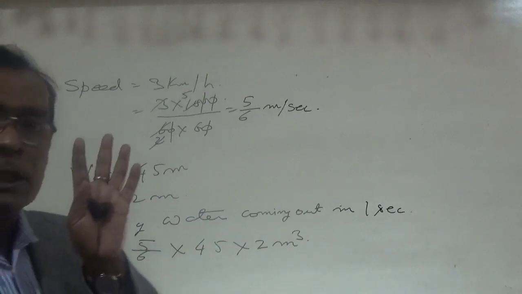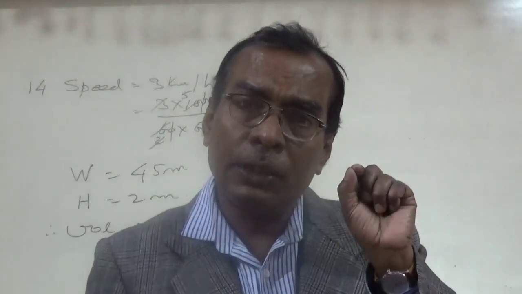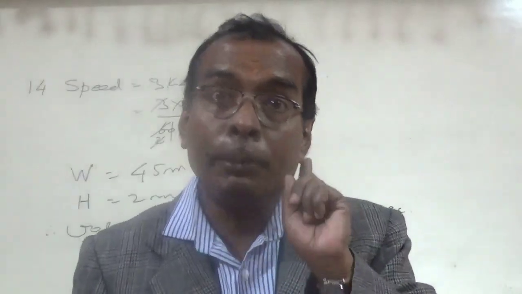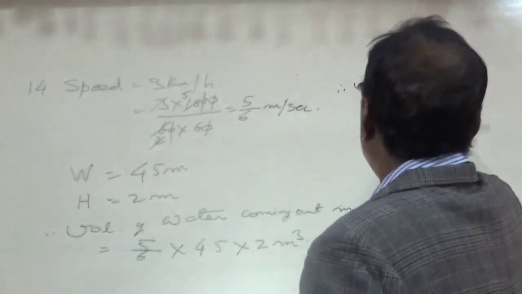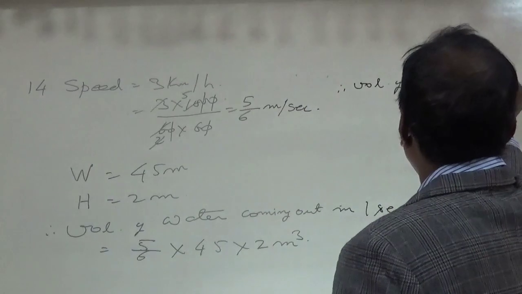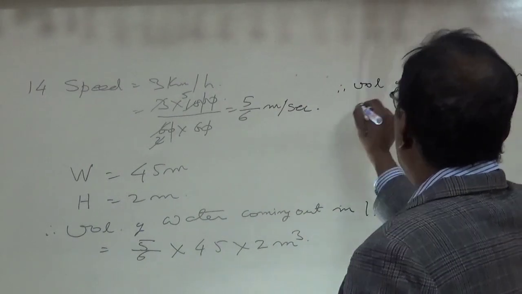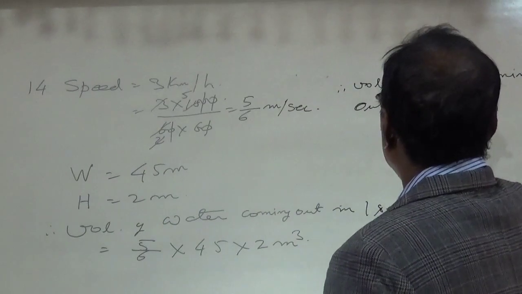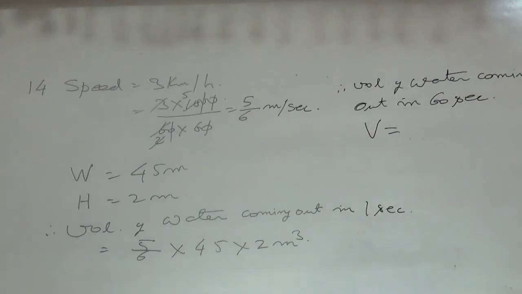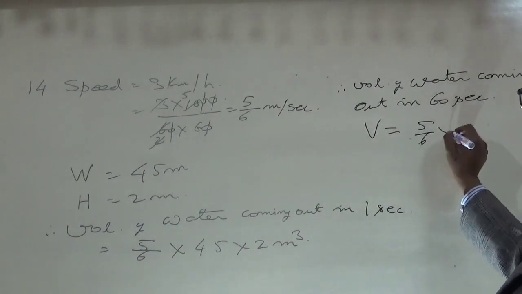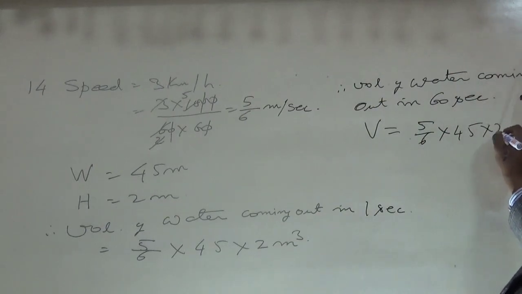But what are they asking? How much water is coming out from the mouth of the river, not in 1 second, but in 1 minute. 1 minute means 60 seconds. Therefore, volume of water coming out in 60 seconds, this is the final volume V, is equal to 5 by 6 into 45 into 2 into time 60. This much meter cube of water is coming out. Okay, so what things have I given here?